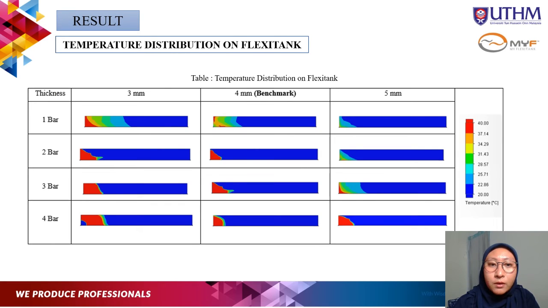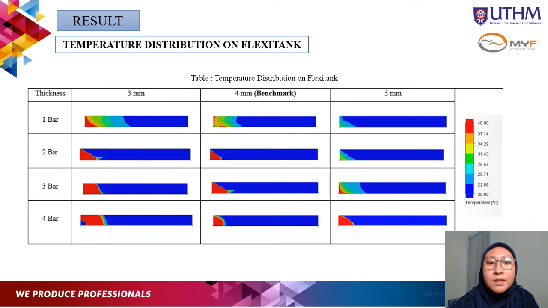Okay, next for the temperature distribution on the flexi tank. What we can see, observing the condition of the 1 bar inlet pressure, the 3 mm thickness tube of the heating pad shows the red color clearly, more than the 4 mm and 5 mm thickness of the heating pad tube. The red color of the contour represents the higher temperature, while the blue color represents the room temperature.